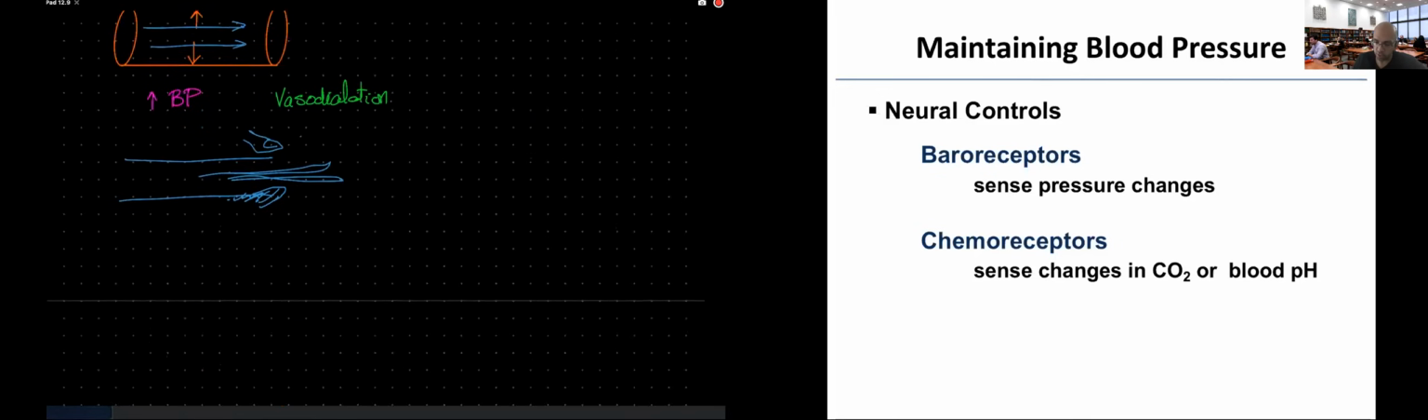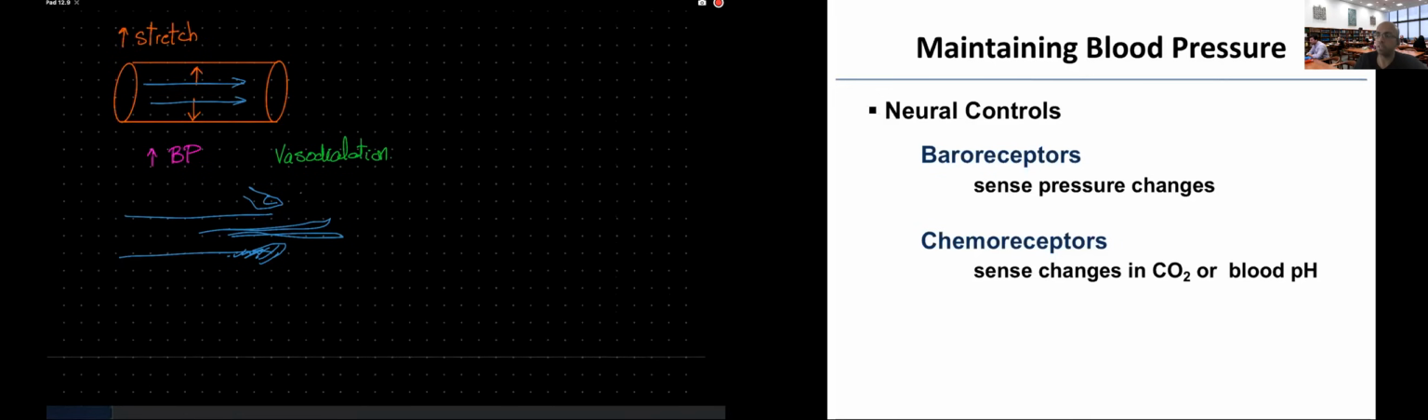So here is the same concept that we're relying on. So I have high blood pressure. My body will respond by dilating the arterioles. And when I dilate the arterioles, I create less resistance. And as I reduce resistance, blood pressure is going to be reduced back to normal.